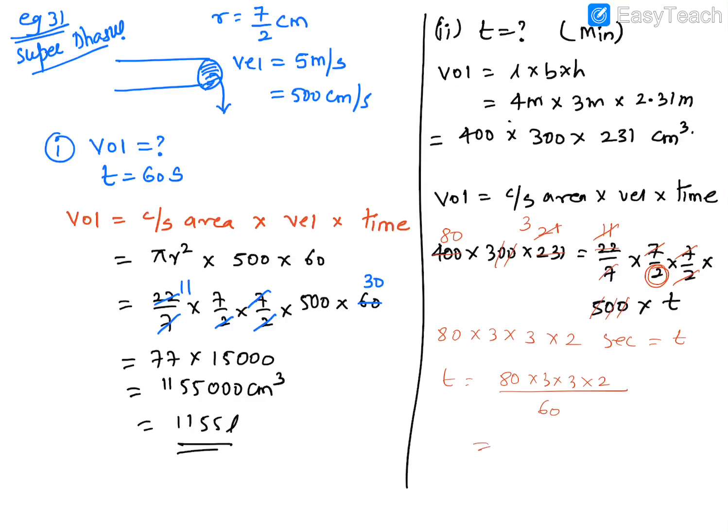Now how to solve this further? So you can cancel a 0 and 0. 3 twos are 6, cancel. So your answer will be 24 minutes. Yeah, these kind of problems can come for 4 marks. Very, very important problems. Okay.